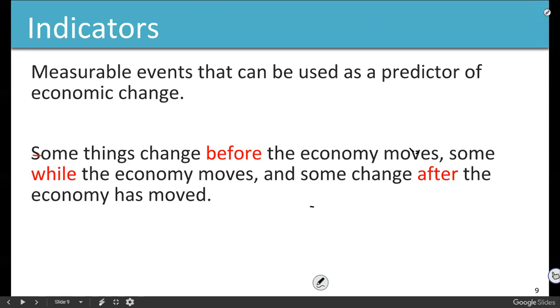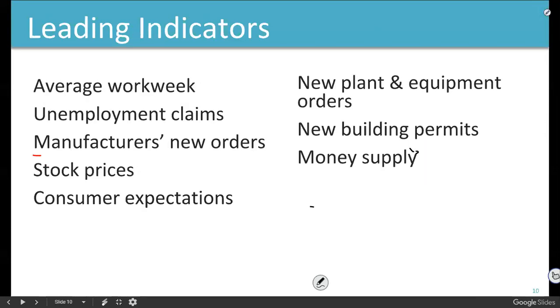Some things in the economy change before the economy moves. Some things change when the economy is moving, but then some things don't actually change until after the economy moves. It depends. A leading indicator is before the fact. They're called leading indicators. There is a question on the test: name the three types of indicators: leading, lagging, and coincident. Leading, lagging, and coincident. The next three slides. Leading indicators.